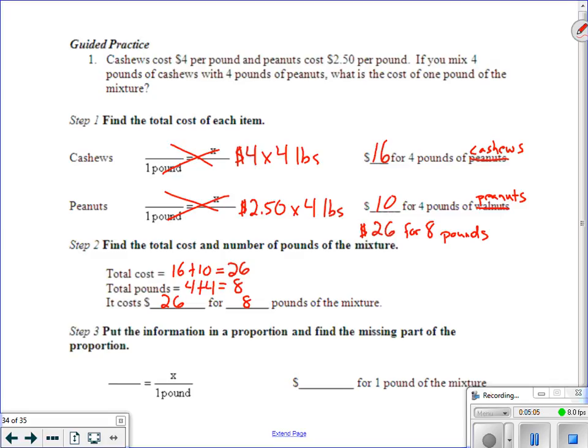Now we need to put this information into our proportion. It's $26 for the 8 pounds, so we put that in there. Then 26 times 1 is 26, and 8 times x is 8x. So we just divide by 8 here, and we end up with 3.25 for x. That means it's going to cost us $3.25 for 1 pound of this mixture.